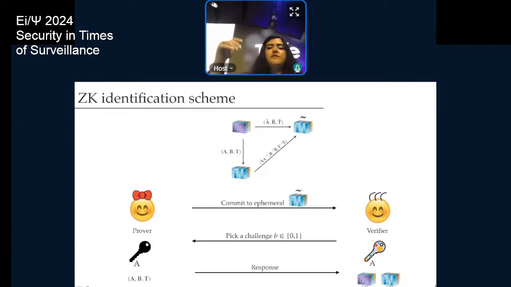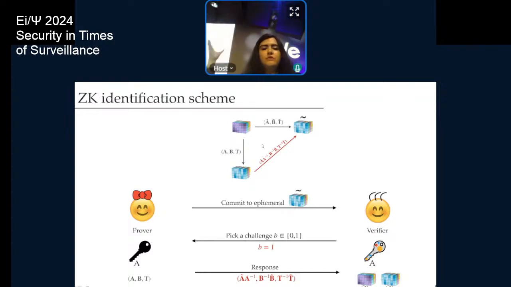So the challenge is, if the verifier gives you 0, then you need to tell them what this map is, the ephemeral one. If they give you 1, you need to tell them what this other thing is. And as I said, this proves that you know the secret, because if you're able to answer both, it means that you can also derive the secret from this. So it kind of proves your identity.